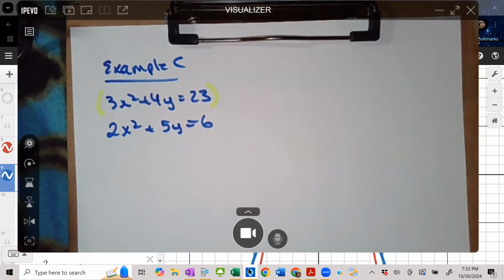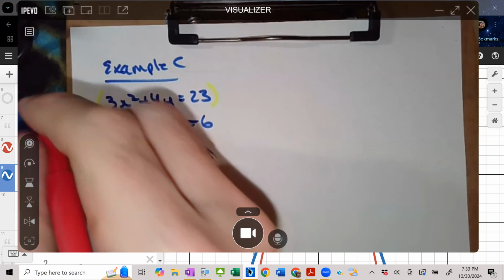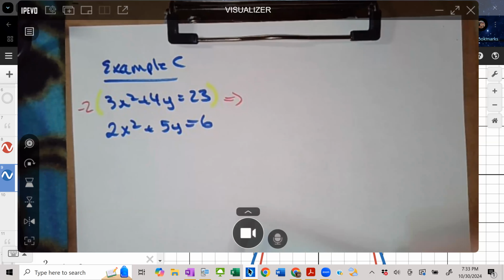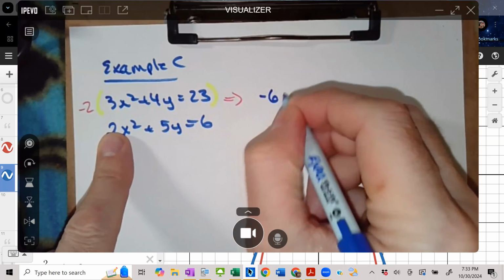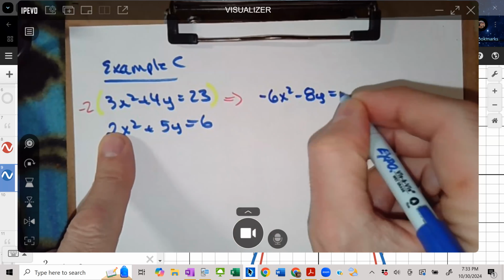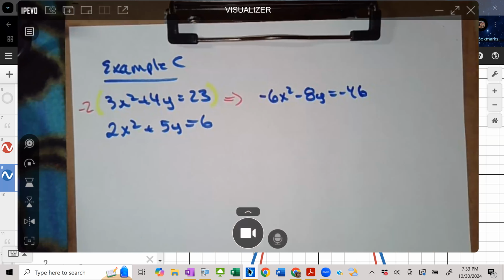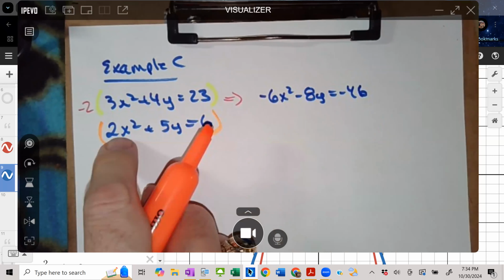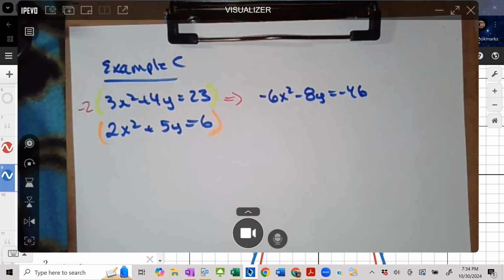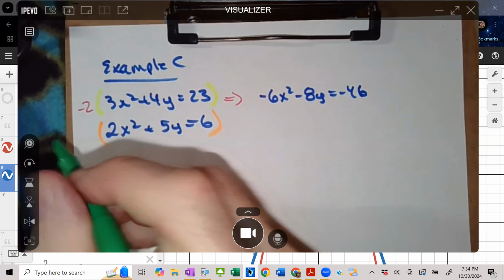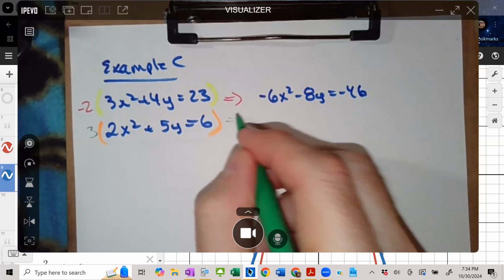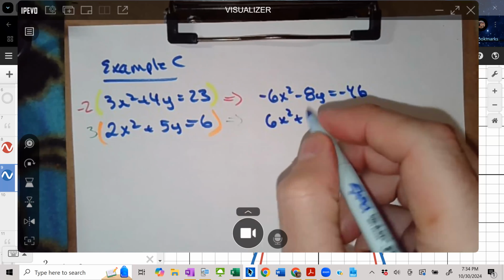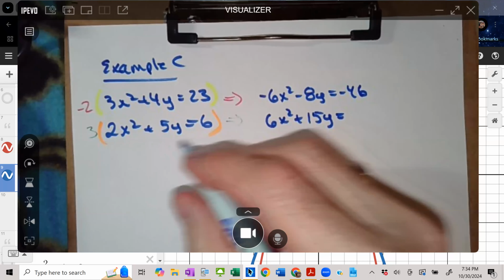So for instance, up here, I can multiply this equation by negative 2. So that's going to give me negative 6x squared minus 8y equals negative 46. And then I'll multiply this one down here. Well, I need to get a positive 6x squared here. So I'll multiply this one by positive 3. And that's going to give me 6x squared plus 15y equals 18.